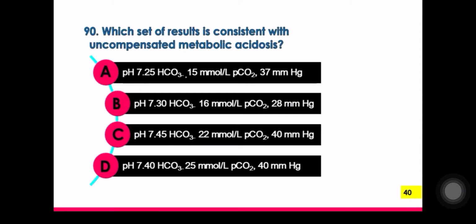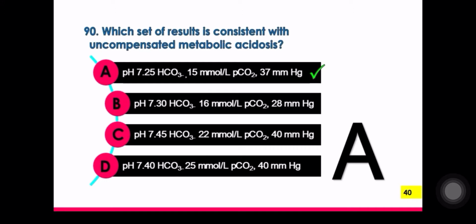Okay, so sa tingin natin, ano kaya yung answer dito for number 90? That's letter A po. Why? Take note, acidosis po yan. Acidosis will manifest or show with a pH po of less than 7.35 po. So again, dapat less than 7.35. So, talagang mali na yung 7.45 and 7.40.